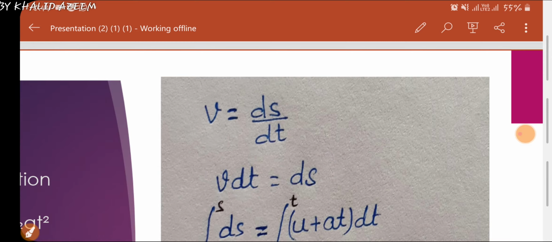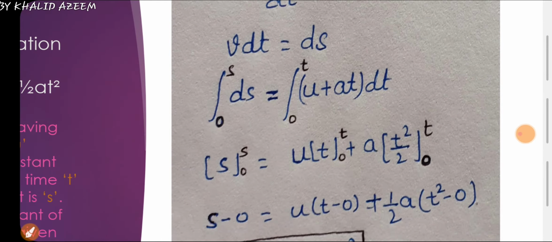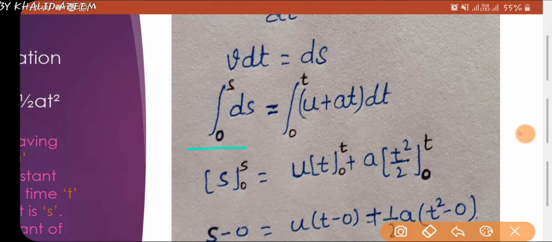As I told in the previous video, when this d comes on both sides, in the next step we have to integrate the equation. Means in the next step I am integrating. Here you can see that only one variable is present and one is constant, and I am integrating this side with respect to s.